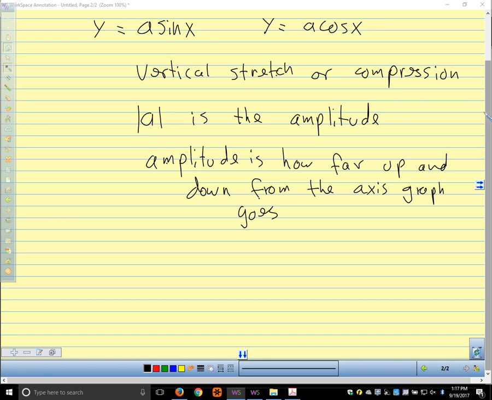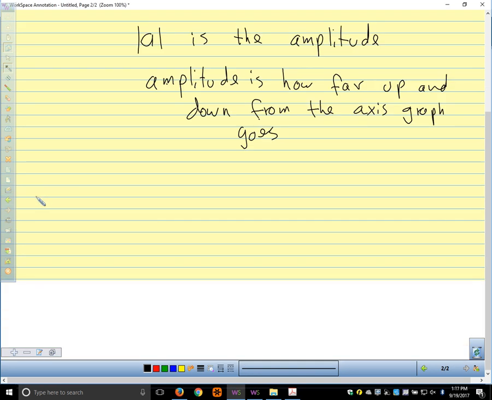So we'll do an example of sketching a sine graph where the amplitudes change. We'll do a couple on one set of axes. So let's sketch, and I'm going to do these in different colors. Y equals 2 sine x. I jumped ahead.